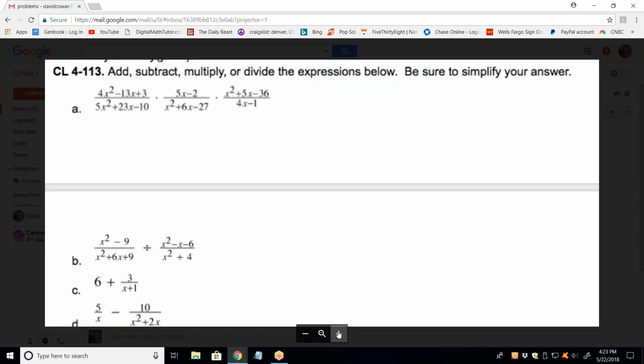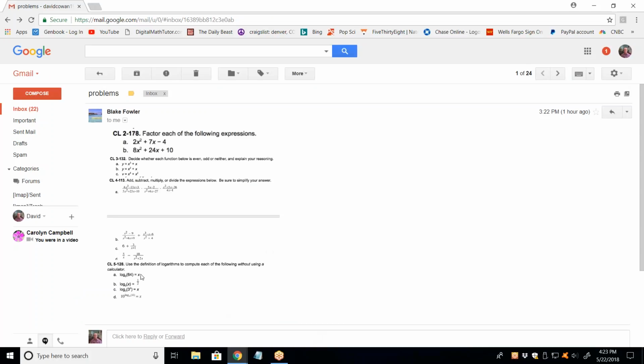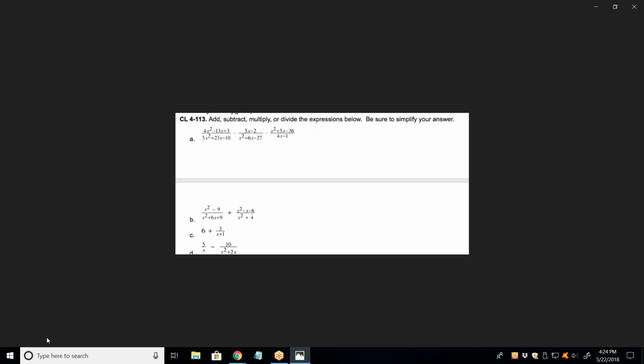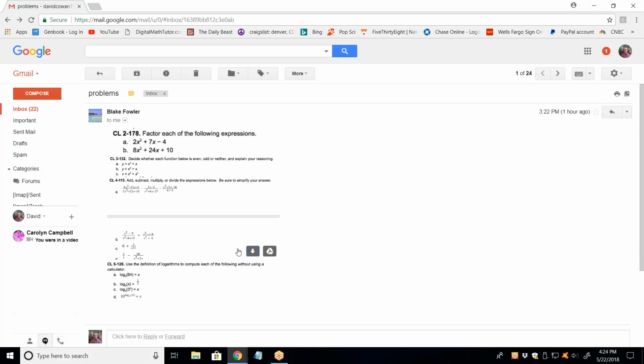It's the same page. This log. Let me see what happens if I download this file. Look at the screenshot and see if it shows me those log problems. No, it does not. Can you easily take another snapshot of just those bottom problems and send it to me real quick?